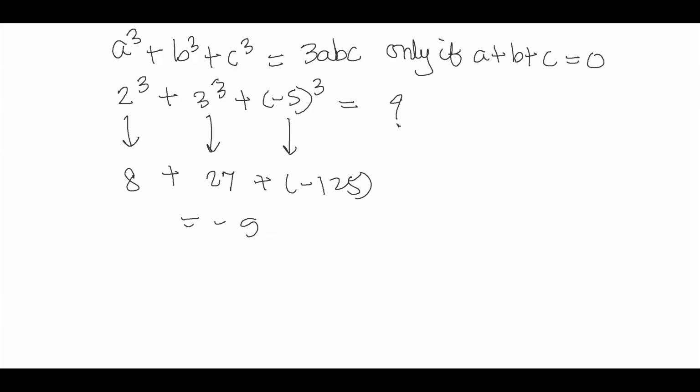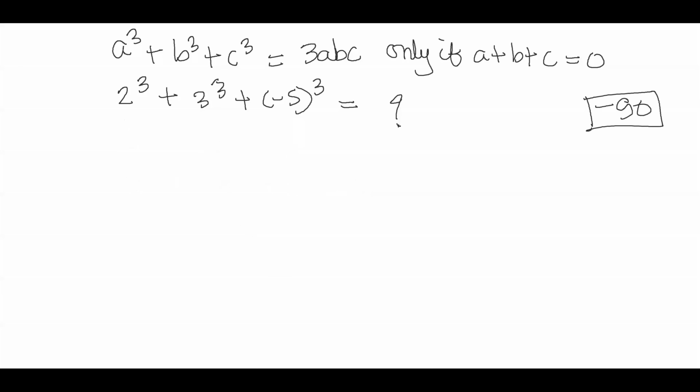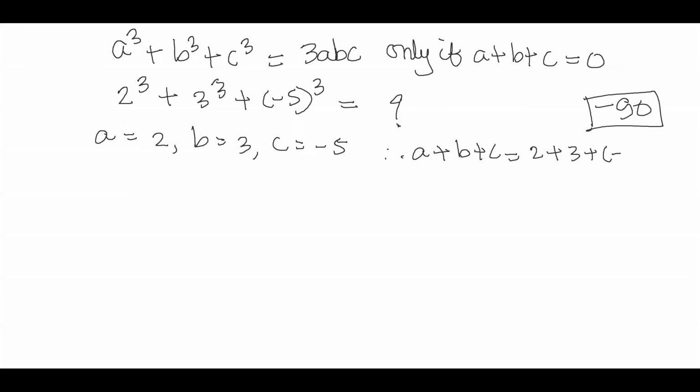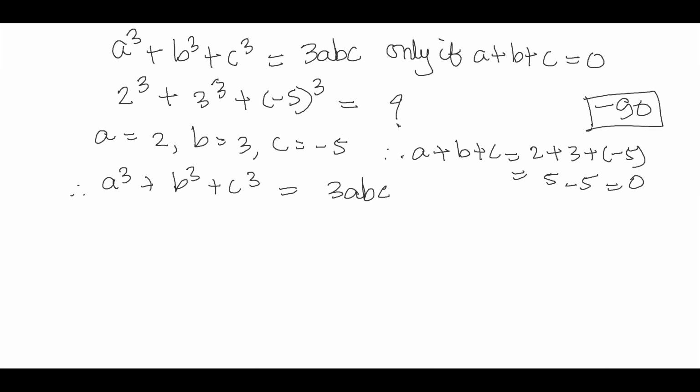Now what we are going to do is actually use our formula and check whether we are getting the same answer or not. See, first of all, let us add all of them and check if the sum is 0 or not. Let us say A is 2, B is 3, and C is minus 5. Let us check A plus B plus C, how much does it come to? 2 plus 3 plus minus 5, which is 5 minus 5, which is equal to 0. That means we can now find the answer using 3abc. Therefore, a cube plus b cube plus c cube is equal to 3abc. Let us check if by using 3abc we get minus 90 or not.